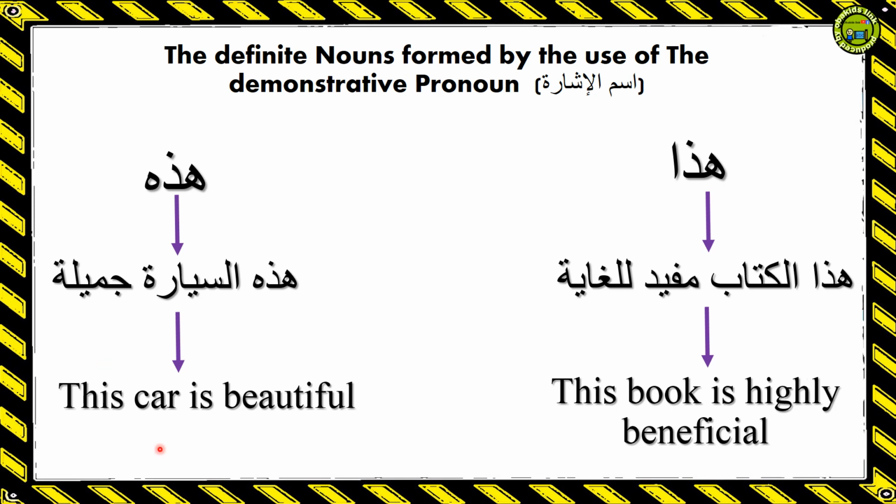Here is another example. The definite nouns formed by the use of the demonstrative pronoun, ismul ishara. Haza al-kitabu mufidun lil-ghayat. This book is highly beneficial. Hazihi sayyaratu jamila. This car is beautiful. So these nouns are definite nouns because of the addition of haza and hazihi, which are demonstrative pronouns.